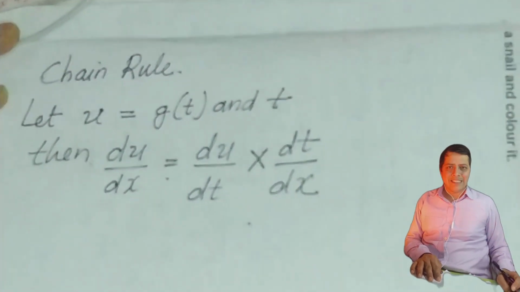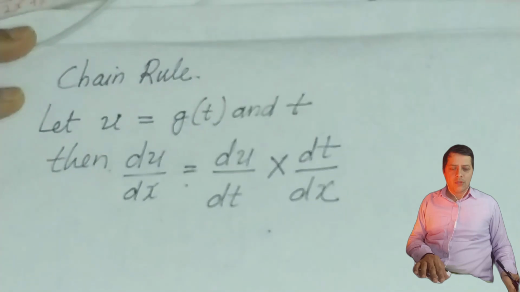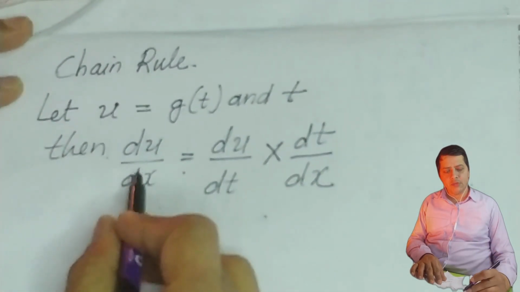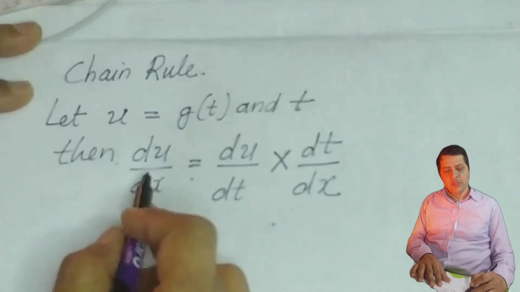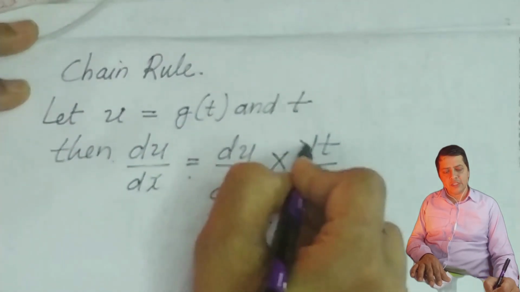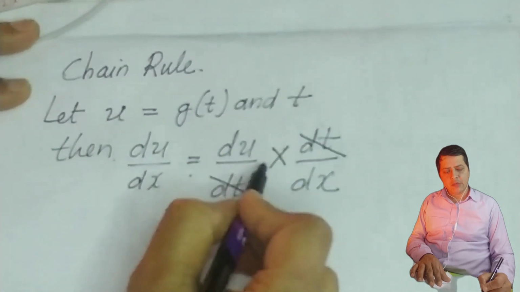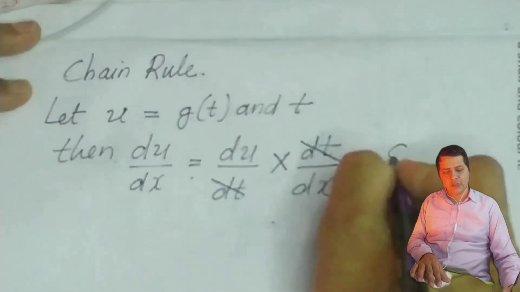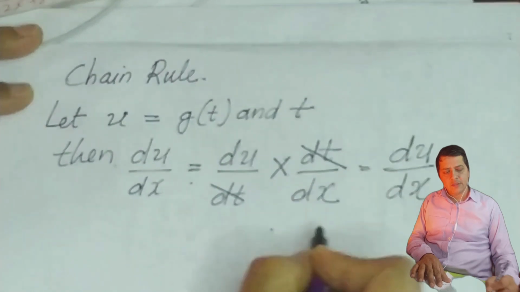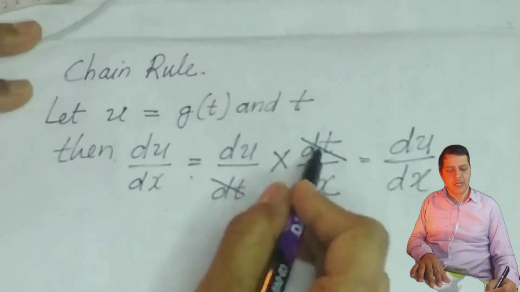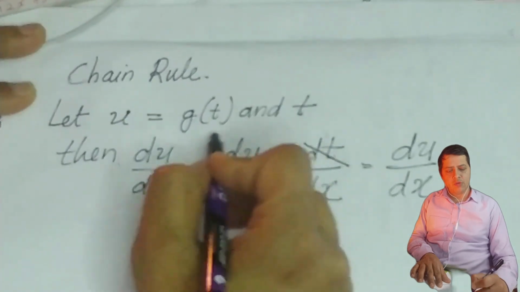So what does that chain rule mean? If you talk about the chain rule here, actually you are making these functions to be the same functions. Here you just added this and this to make it back what it was, that is du by dt into dt by dx. So did you get it? We just added this dt to get it.